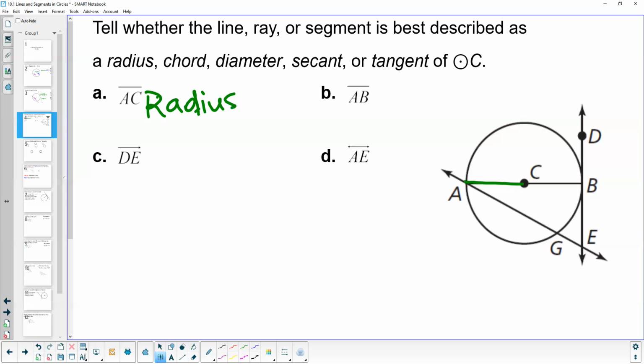Then we have segment AB. Segment AB, I'm going to do in purple here, A to B. That one would be the diameter. And the reason why it's the diameter is because it goes from one side of the circle to the other through that midpoint on our circle.